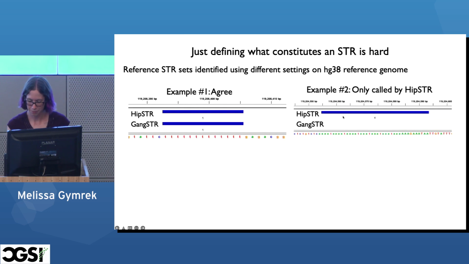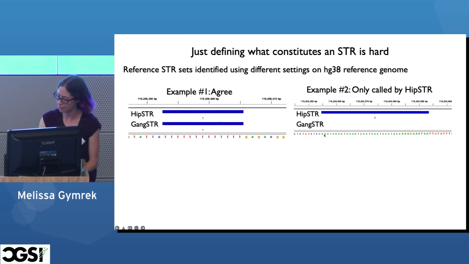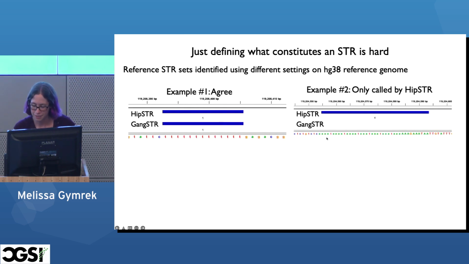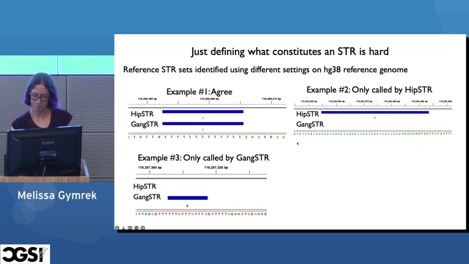Here's an example where this repeat was only identified by HipSTR and not by GangSTR. You'll notice that this is a TAA repeat, but it's not always perfect. Sometimes there's 4 A's, sometimes there's 3 A's. So GangSTR thought this was too messy to call as a repeat. Here's another one that was called only by GangSTR and not by HipSTR. This one, HipSTR just thought was too short. There were only 3 perfect copies of this tetranucleotide repeat.